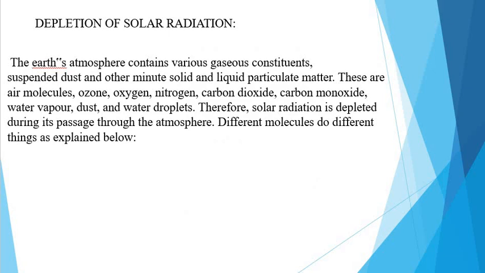The Earth's atmosphere contains various gaseous constituents, suspended dust and other minute solid and liquid particulate matter. These are air molecules, ozone, oxygen, nitrogen, carbon dioxide, carbon monoxide, water vapor, dust and water droplets. Therefore, solar radiation is depleted during its passage through the atmosphere. The different molecules do different things.